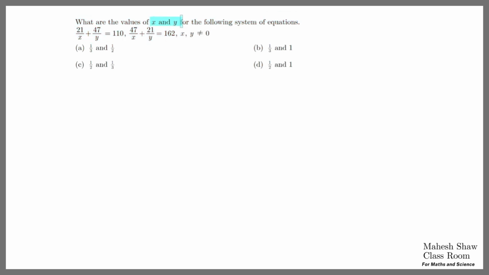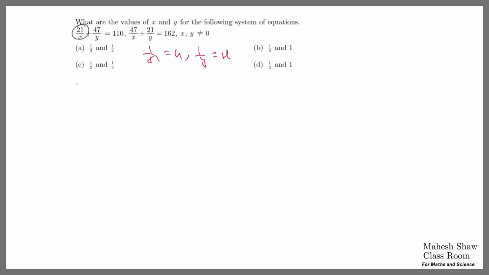The question here is to get the values of x and y for these two system of equations. What we can observe here is that these equations are not in the standard form. So the first thing that we'll do is to write them in the standard form. So we are going to replace 1 over x as u and 1 over y as v.